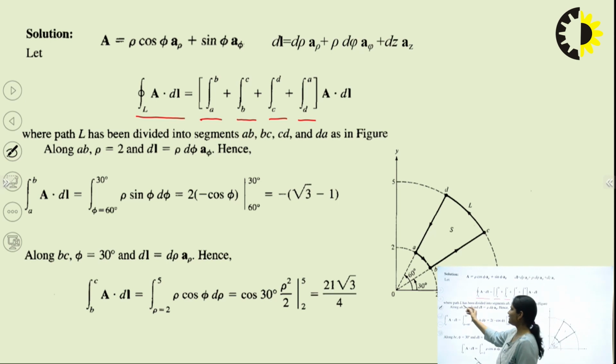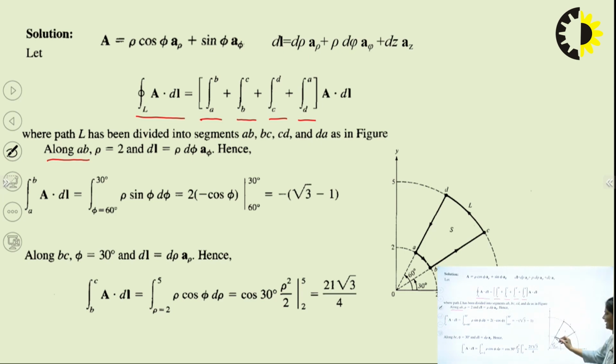Now where path L has been divided into segments AB, BC, CD, DA, as you can see in the figure, A to B, B to C, C to D, D to A. Now here first we have to find out line integral A to B.